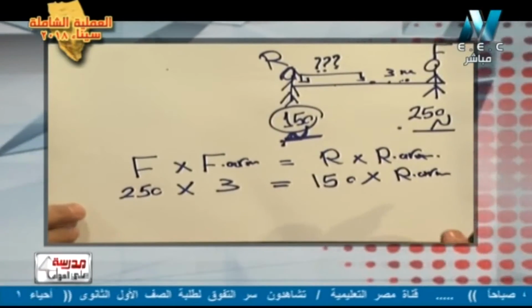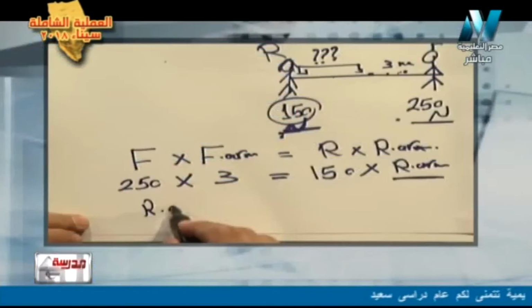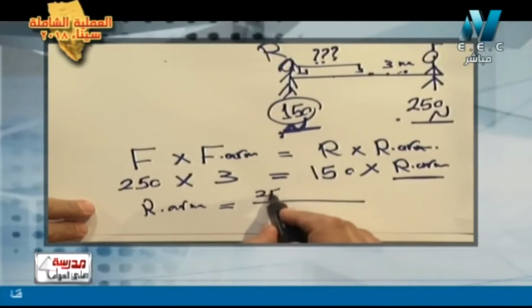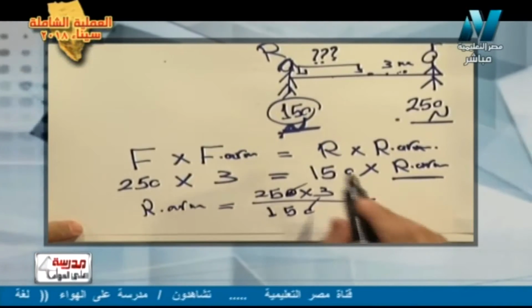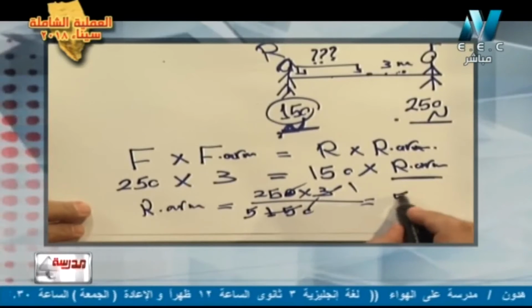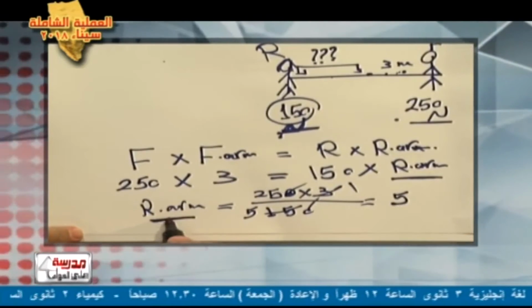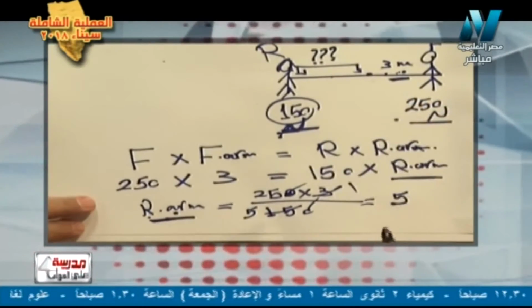Here is the first type of problem we're used to: finding the fourth value, the missing value, the value that I don't have. So I have the effort force arm and the resistance, and I don't have the resistance arm. How can I answer this problem? I can say the resistance arm equals 250 by 3 divided by 150. So 0 with 0, 3 divided by... equals 5. So 25 by 5 equals 5 what? I said before more than once that I write the same unit for the resistance arm as the effort force arm, which is 3 meters. So it will also be 5 meters.